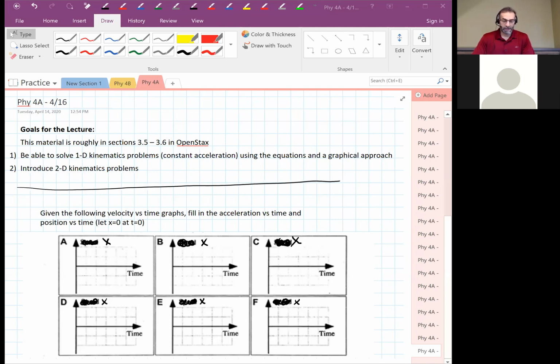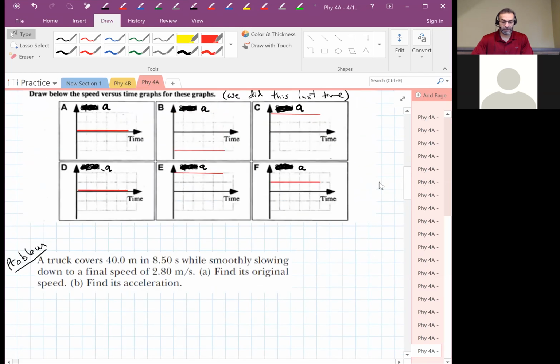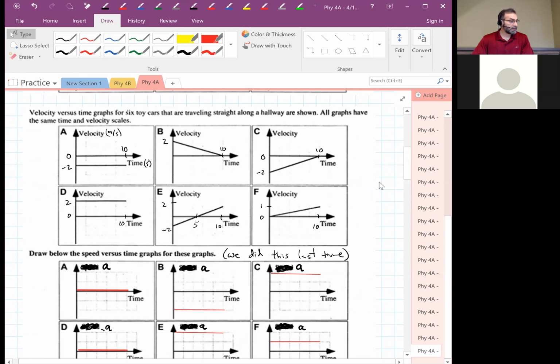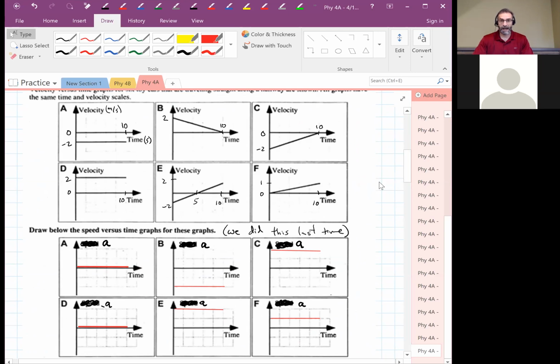Physics 4a. So we're going to take what we did last time and take it one step farther. Here's the situation we had last time. We were given this set of six velocity versus time graphs, and we used those to figure out the acceleration versus time. I've copied over what we did last time here. I filled it in. Hopefully you reviewed that. You've got that.